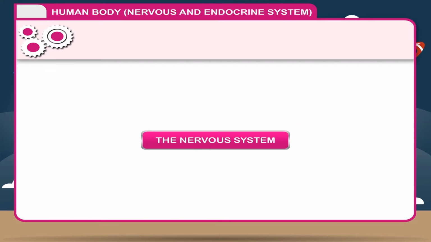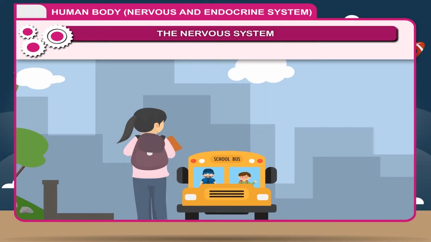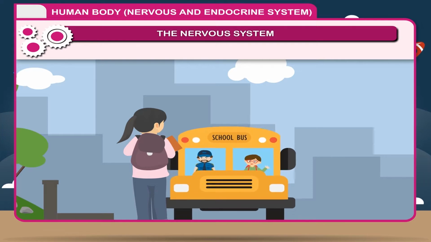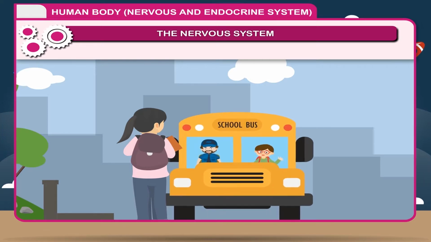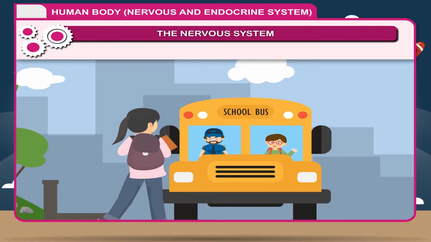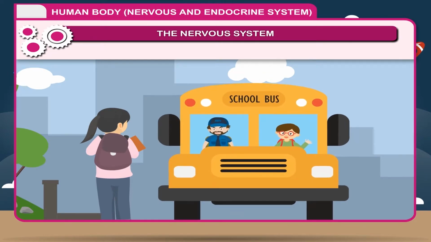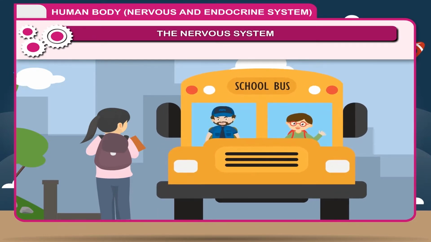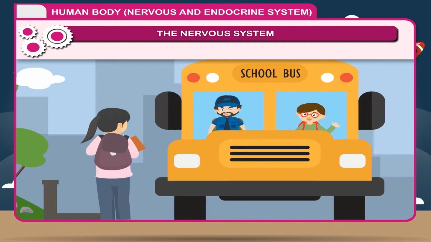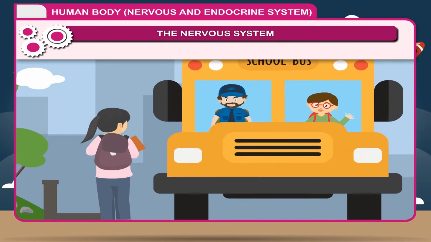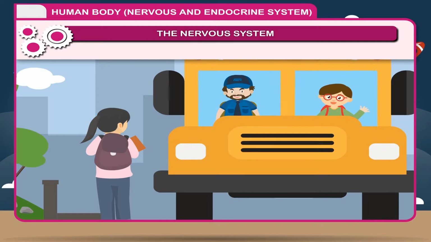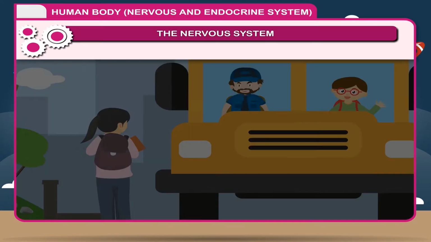The nervous system. When a bus comes towards you, you at once become cautious and step to one side of the road. Why did your legs move on seeing a bus? This is because at the very moment your nerves become active and they transmit the signal to the brain, which in turn alerts your muscles to be cautious.